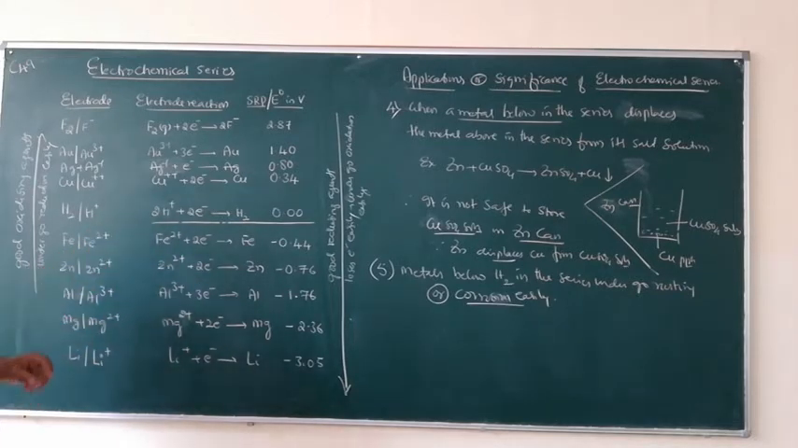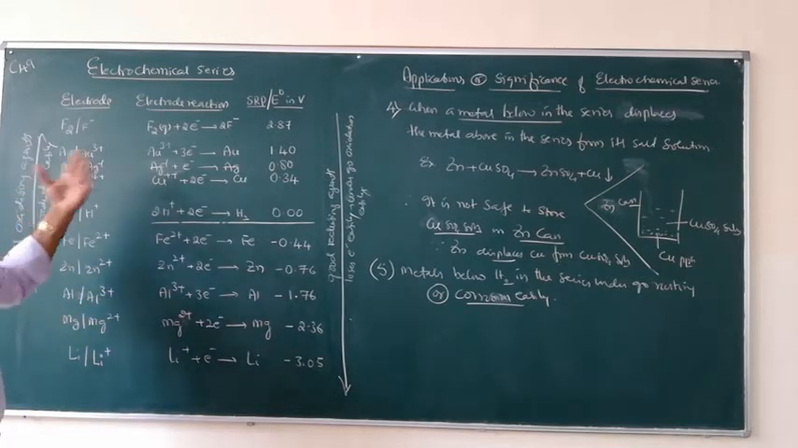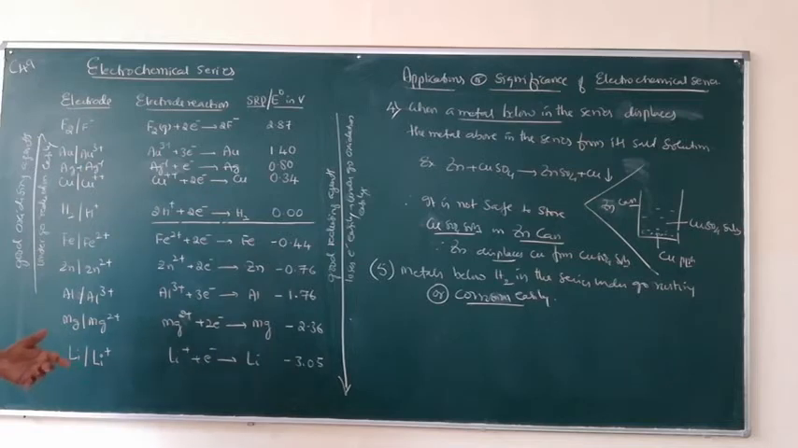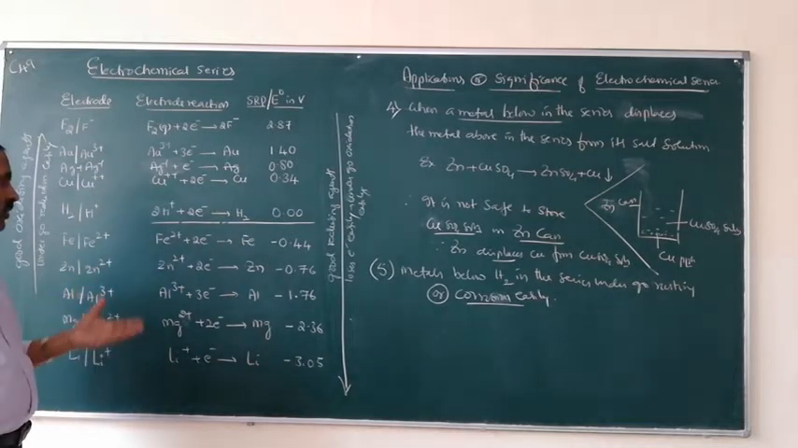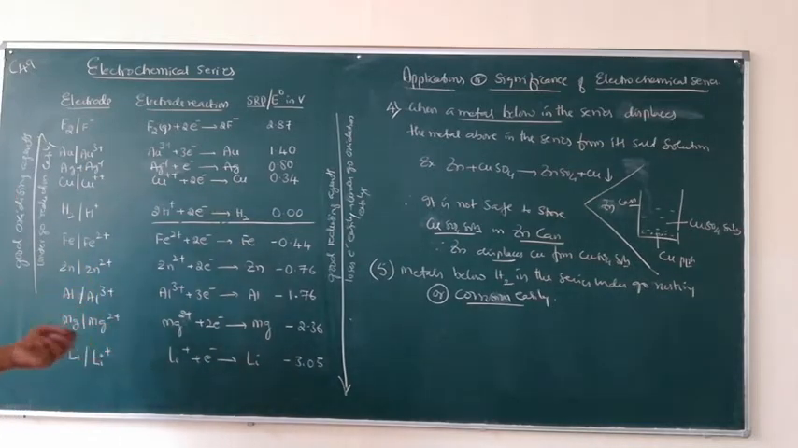The electrode whose electrode potential is less is anode. The electrode whose electrode potential is high is cathode. Then EMF of cell is equal to E cathode minus E anode.